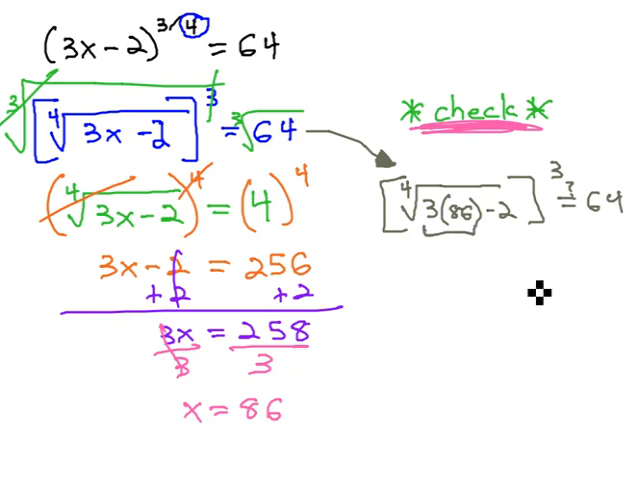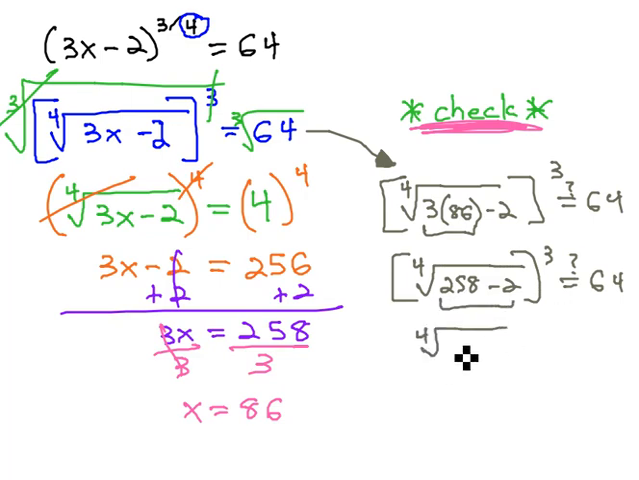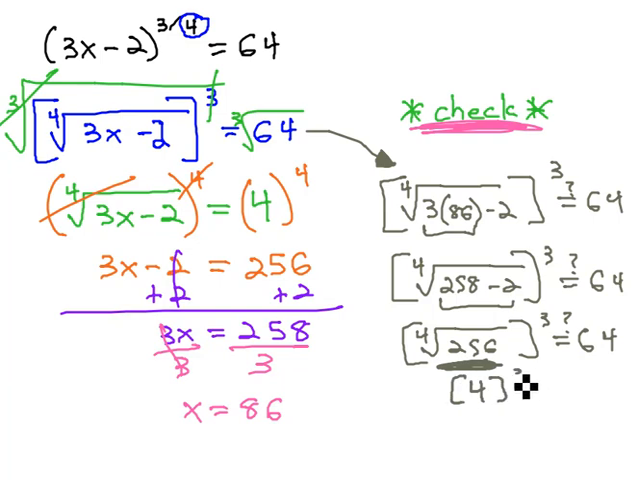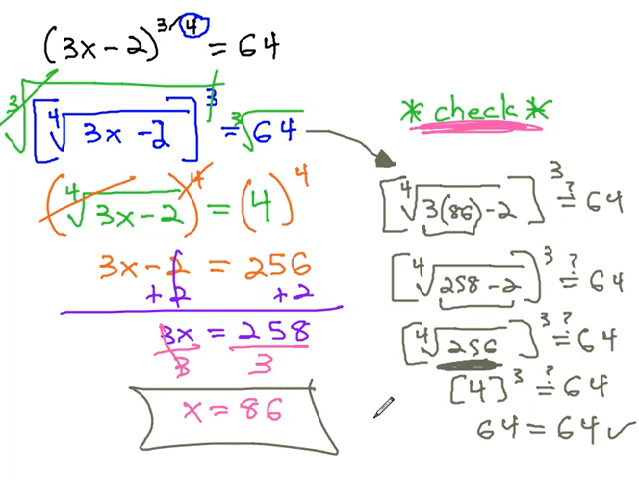Multiplying out 3 times 86, we get 258. So we now have the 4th root of 258 minus 2, all of that cubed, hopefully that's 64. Subtracting, we get the 4th root of 256, all of that cubed, hopefully that's 64. Finding the 4th root of 256, we can either use some guess and check, or we can factor it and find out the 4th root of 256 is 4 cubed. Hopefully that's 64, and sure enough, when we do 4 cubed, we get 64 on both sides. So it checks out, telling us our answer of 86 is indeed our correct answer.